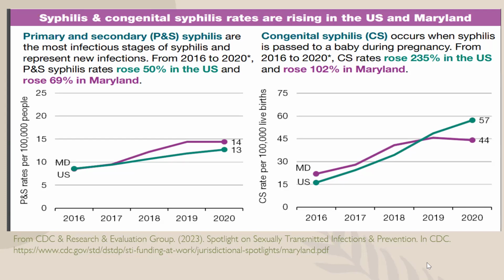And then if we look at the chart on the right, this is talking about congenital syphilis, which is when it's acquired through pregnancy. From 2016 to 2020, the CS rates rose 235% in the US, and in Maryland, 102%, right? And this is per 100,000 live births. So within 4 years, it rose 102%. This is obtained from the CDC as well. Again, it looks at the implications: STD and STI rates are increasing, as well as barriers to prenatal care. So again, another social work concern.